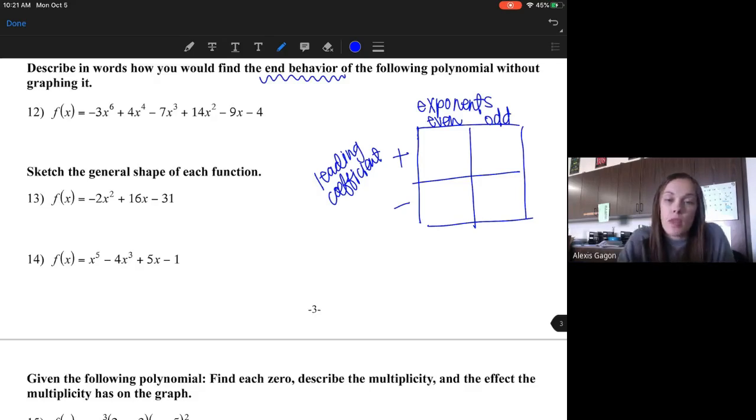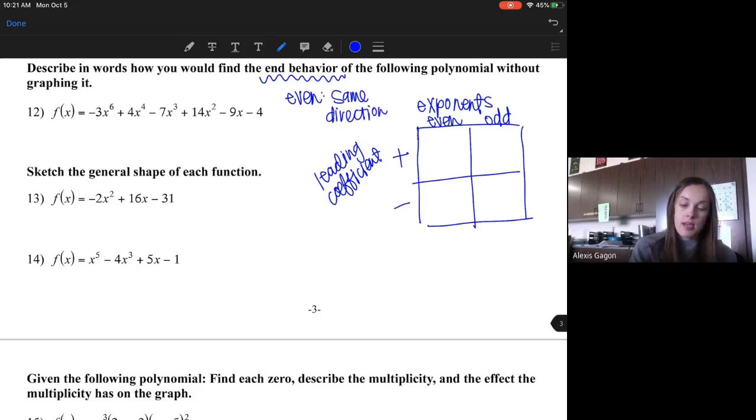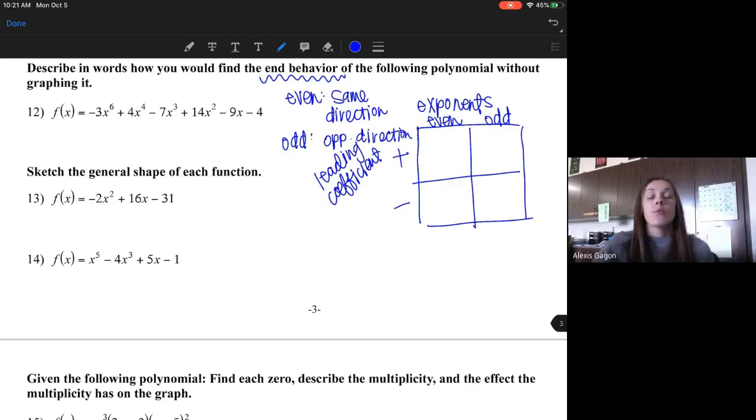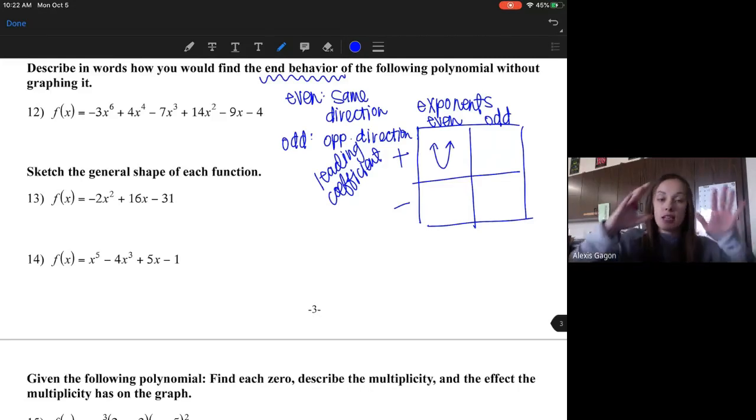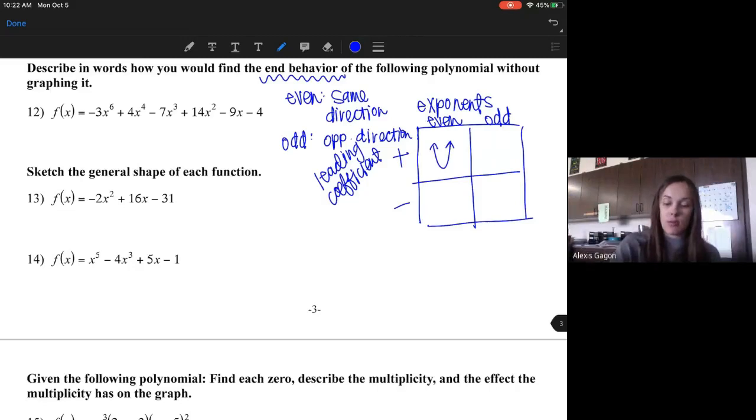Okay. So if it is even, it means that they are going the same way, same direction. Okay, if it's odd, they are going in opposite directions. But we have this positive, negative also. So if it's even and positive, they're just both going up. Your sides are both going up right here. Okay, if it's even and negative, that just flips it, and so they both go down.